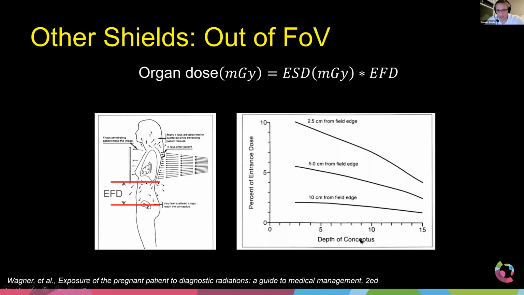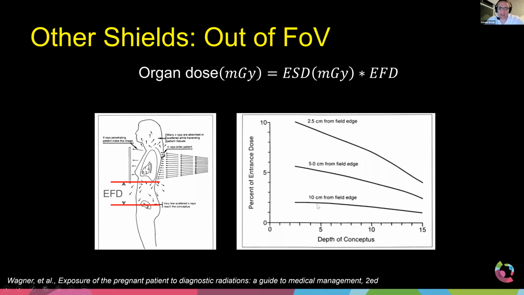So let's just look at this. I know it says depth of conceptus, because like I said, this was developed for pregnant women. But this could be the exact same thing if you're looking at, say, the colon, the bladder, even the small intestines, or anything outside the field of view. We could be doing an abdomen here, and we could be looking at the dose to the breast or the heart or the lungs. It's all a matter of distance, whichever direction we're looking.